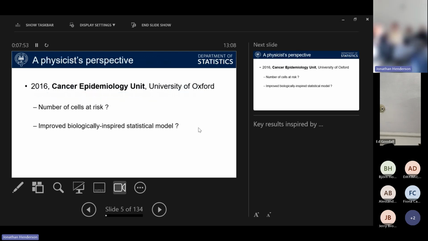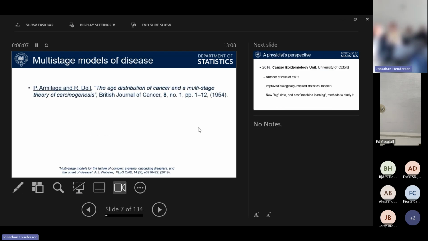The other thing that occurred to me is, well, if there was a biologically inspired model, then surely we could both model the data better and gain some insights from doing so. And that led me quite quickly to the multistage theory of carcinogenesis, which has been around since the 1950s, and I'll be saying more about it shortly.